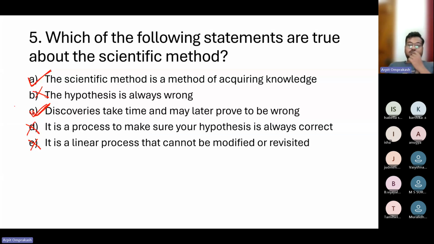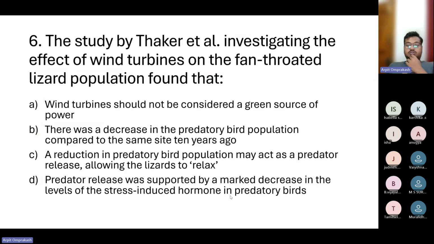Now the sixth question is: the study by Thakur et al. investigating the effect of wind turbines on the fan-throated lizard population found out that A, wind turbines should not be considered as a green source of power. B, there was a decrease in predatory bird population compared to the same site 10 years ago. C, a reduction in predatory bird population may act as a predator release, allowing the lizards to relax. And D, predator release was supported by a marked decrease in the levels of stress-induced hormones in predatory birds. Which of the following is correct? Feel free to answer.